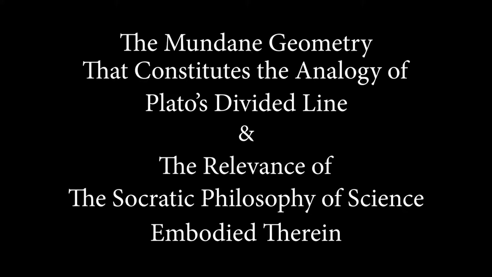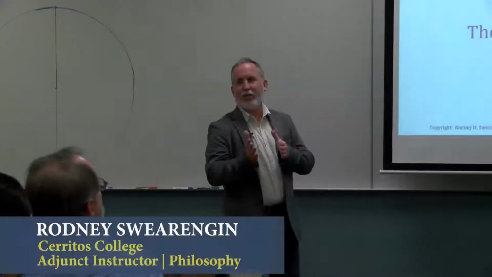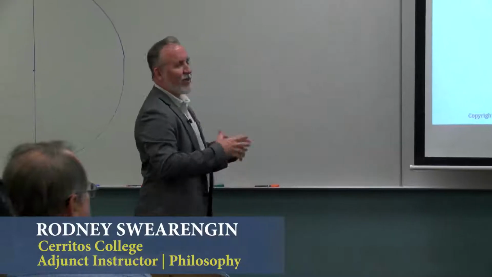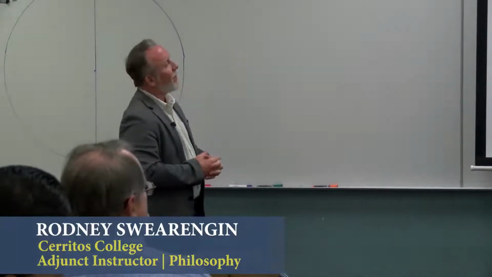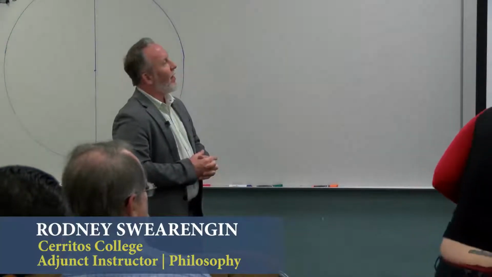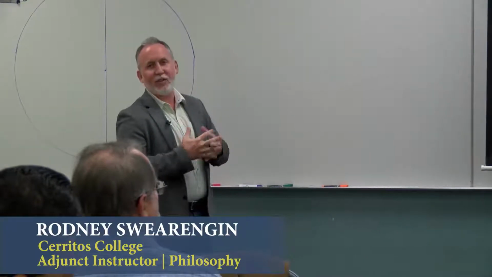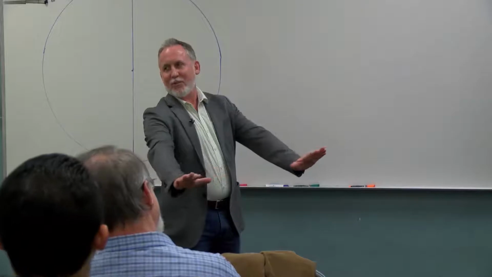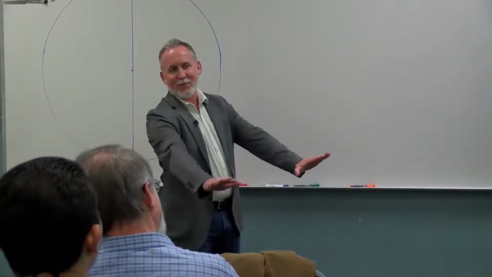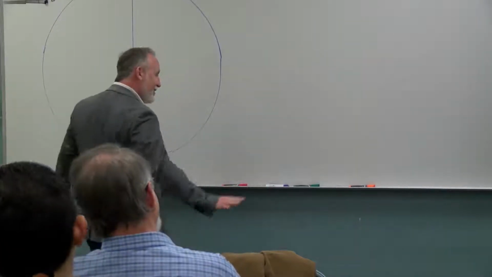Plato's divided line is an analogy, and it is a geometric analogy. It uses geometry in order to explain Plato's or Socrates' metaphysics. But I do call it the mundane geometry because the geometry is not high-end. This is simple geometry, and I try to make it as simple as possible.